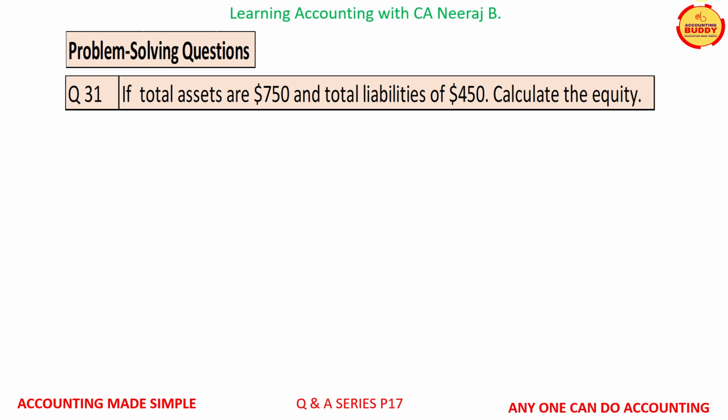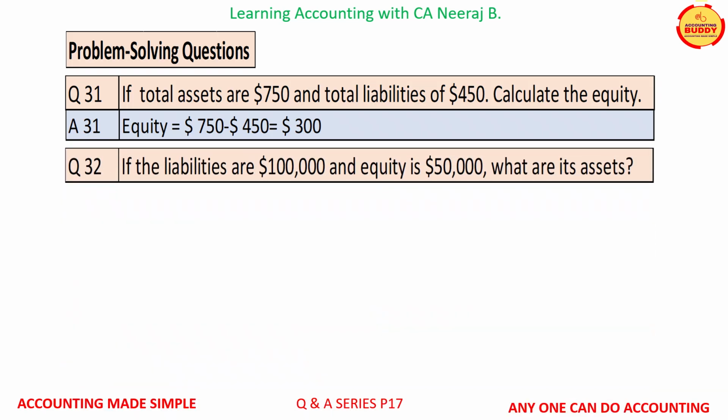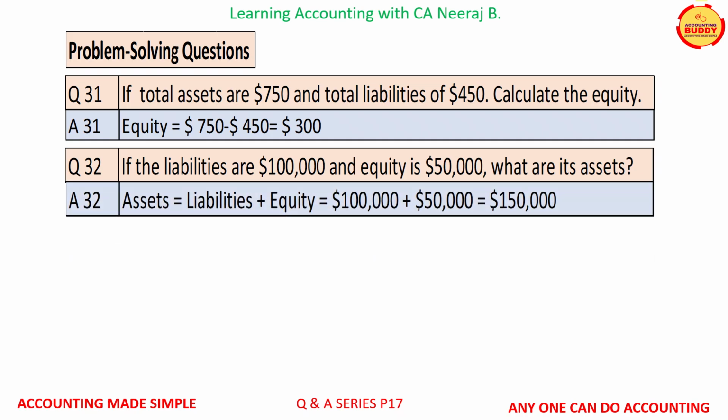Question number 31 on your screens is if total assets are $750 and the total liabilities are $450, calculate the equity. We know that the equity is equal to the assets minus the liabilities. Therefore, the answer is $300. Question number 32. If the liabilities are 100,000 and the equity is 50,000, what are its assets? We know the equation. Assets are equal to liabilities plus equity. Therefore, the answer is assets are equal to $150,000.